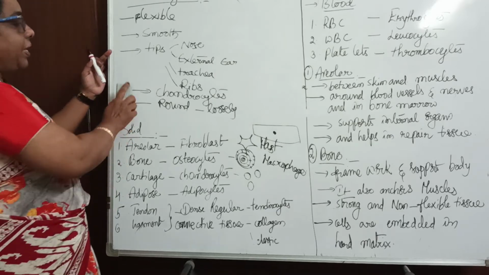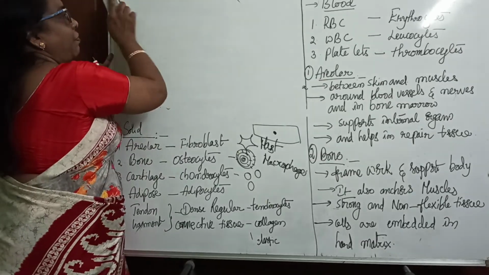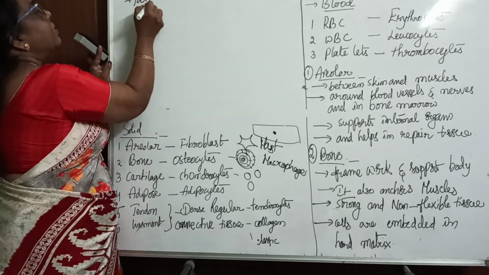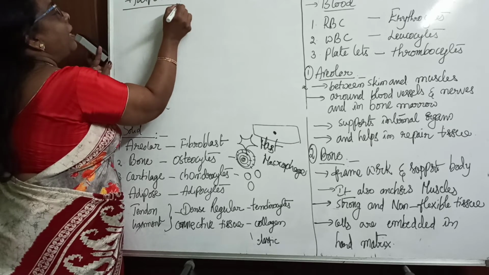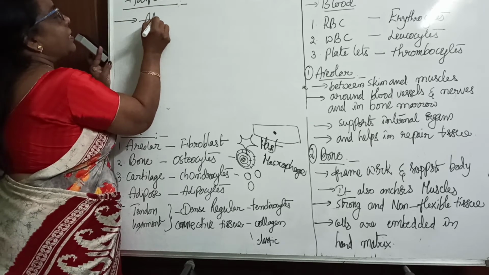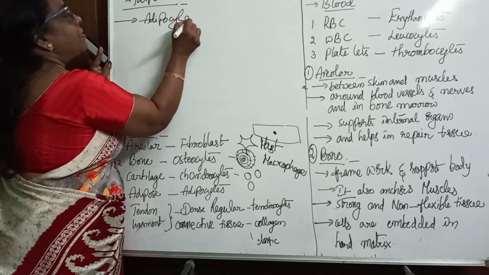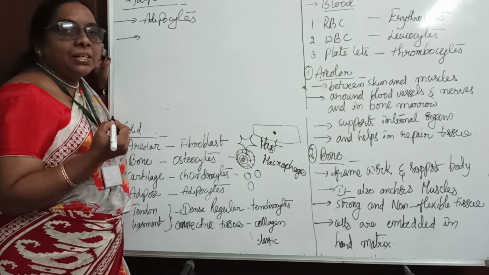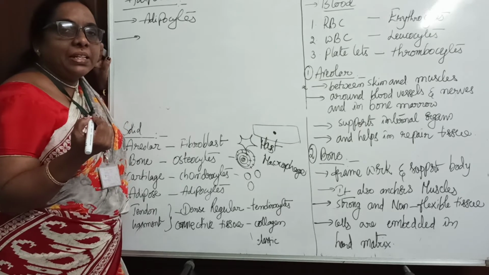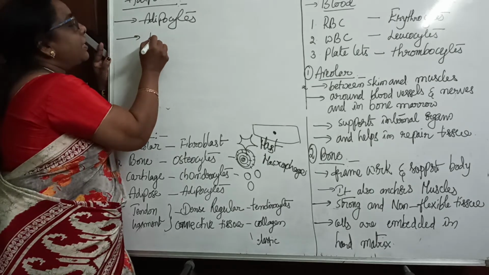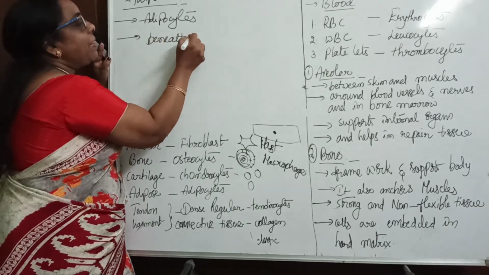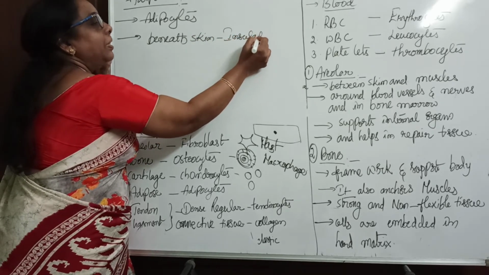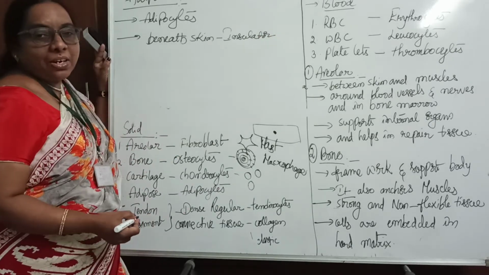The fourth type of tissue is adipose tissue. The cells present in adipose tissue are adipocytes. You all know where fat is present in our body: obviously it is beneath the skin. What is the main function of this fat? It acts as an insulator.